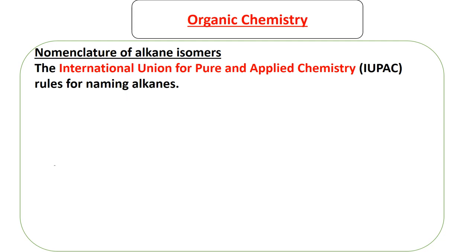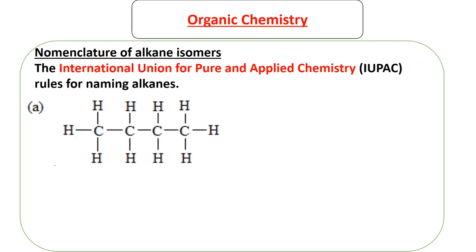So the standard that is used to name hydrocarbons that exhibit isomerism is called the International Union for Pure and Applied Chemistry, IUPAC. The rules for naming alkanes, I'm going to teach you with examples. So I've got this alkane. Who can name this alkane? I wish it was a physical class so that I could be pointing.